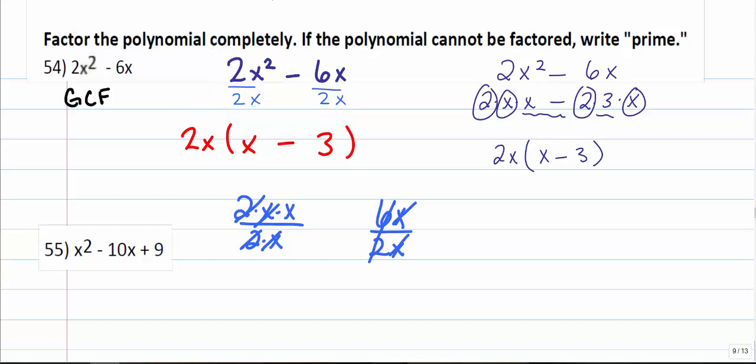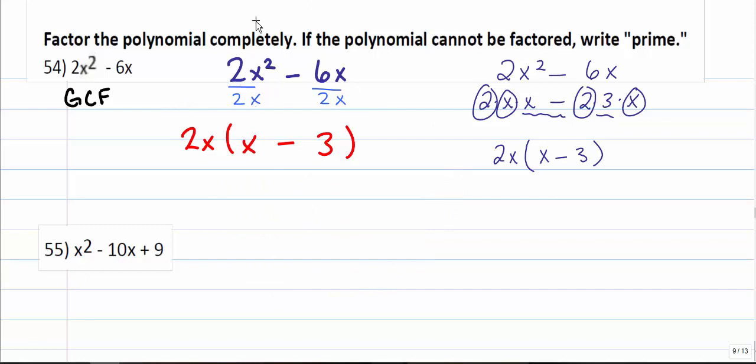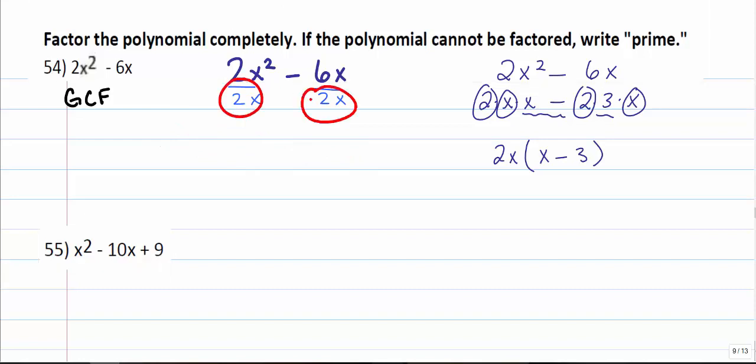That's how I've done it over these years. I don't like the way that's written. I do this process where I put it under here, figure out what my GCF is, and then I write that, and then I solve each one of these little problems here to figure out what my final answer is going to be.